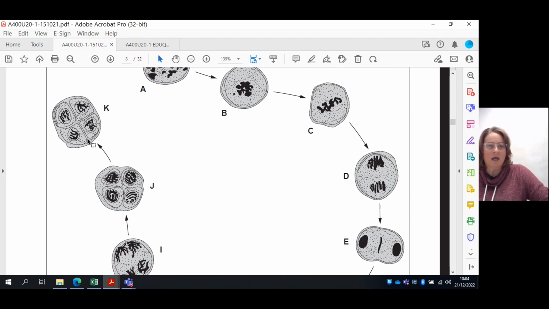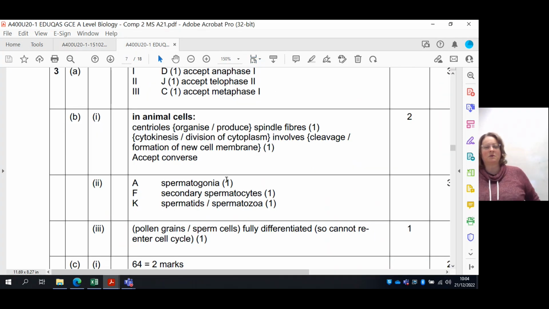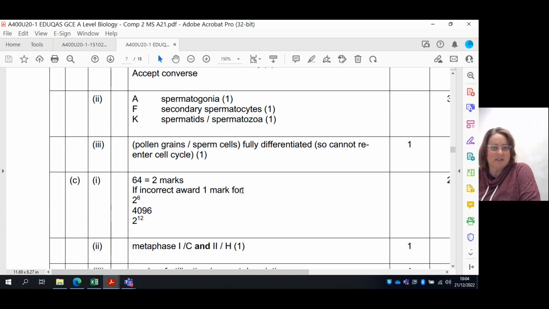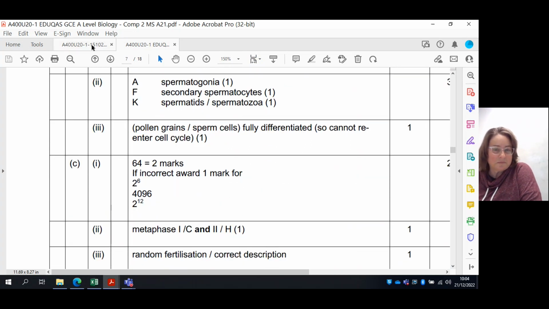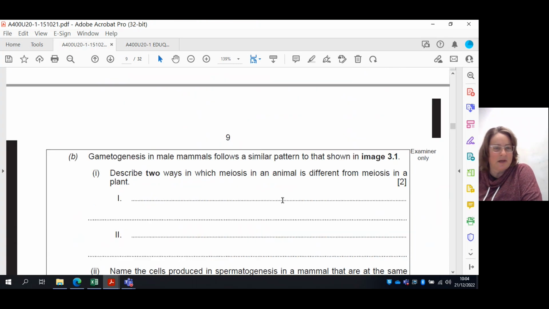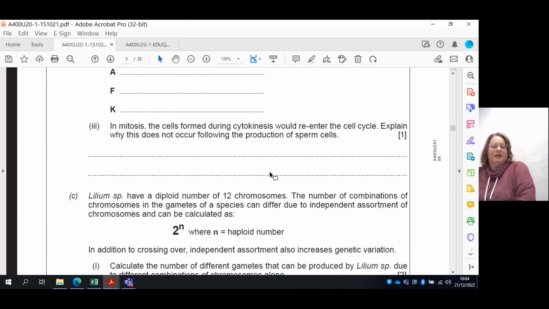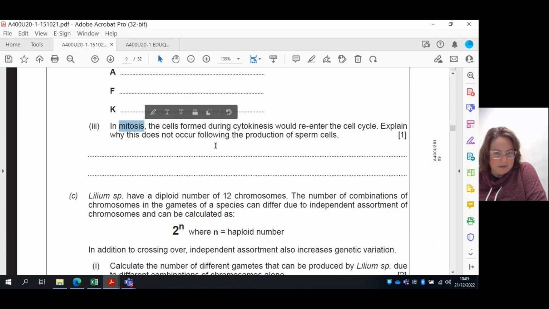Have a look, you have got the haploid information halved into the individual nuclei. You've literally got the gametes made, so spermatozoa at this point. So spermatogonia, secondary spermatocytes, and the spermatids, then spermatozoa. And going back down to the actual question here, in mitosis, so the question is now flicking from meiosis over to mitosis.